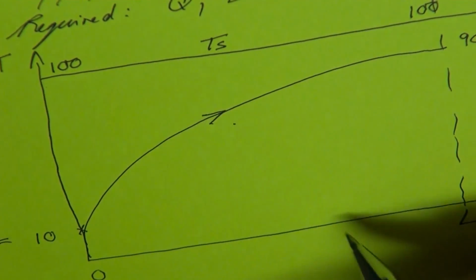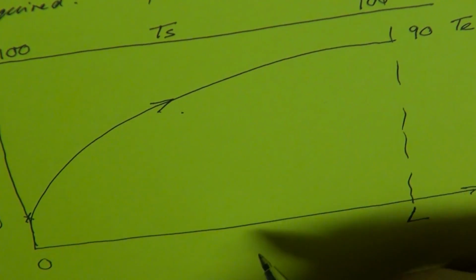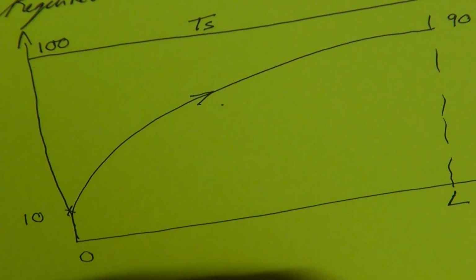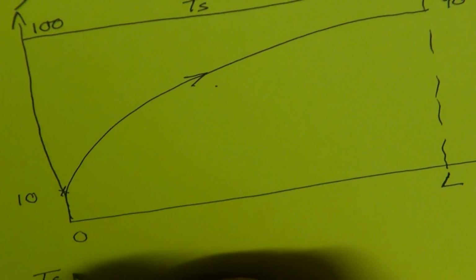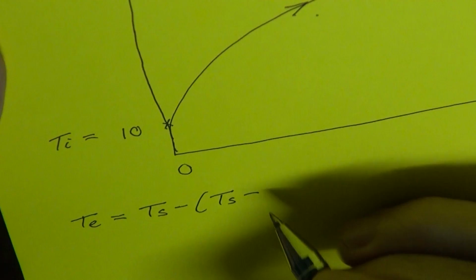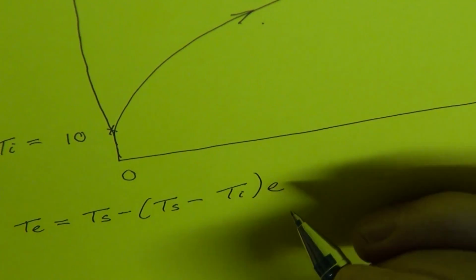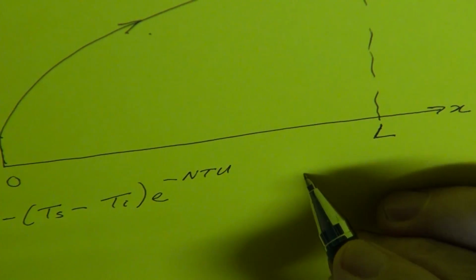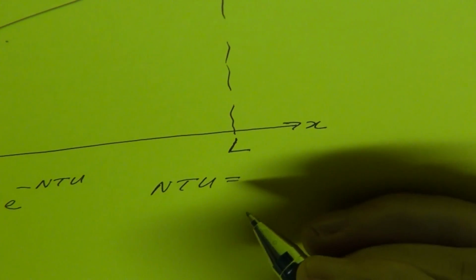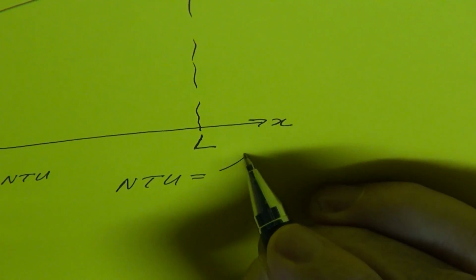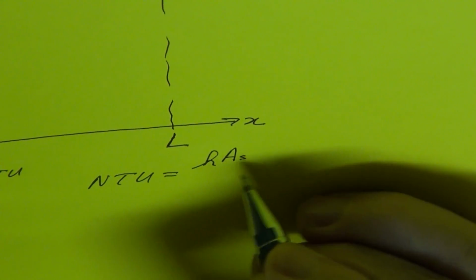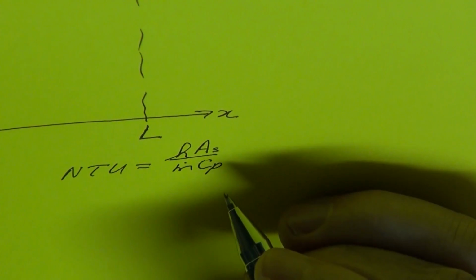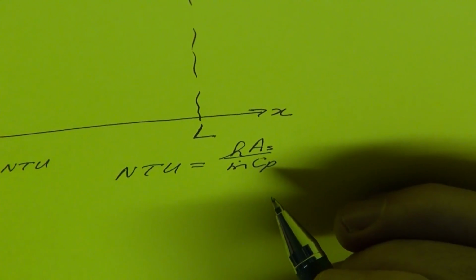Right, now in the theory we have discussed the fact that with these types of problems, the outlet temperature can be determined as the surface temperature minus the inlet temperature multiplied by e to the minus NTU. The NTU is called the number of transfer units, and that is equal to the heat transfer coefficient multiplied by the surface area through which heat transfer occurs, divided by the mass flow rate and the Cp of the fluid.